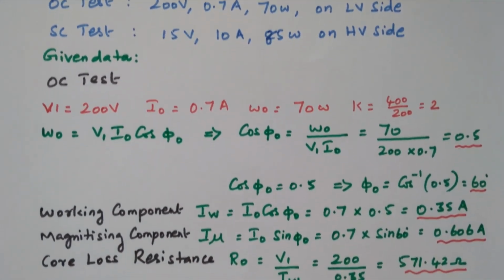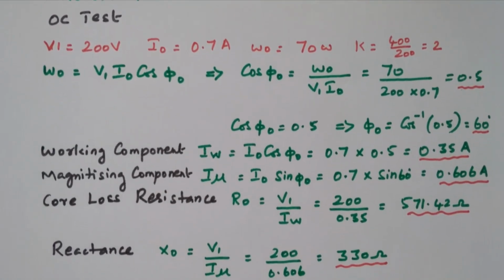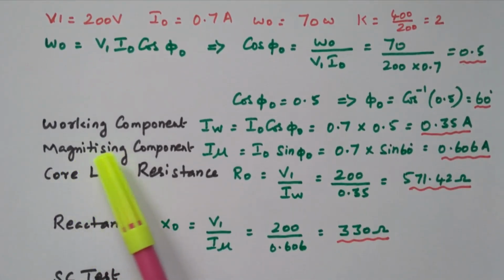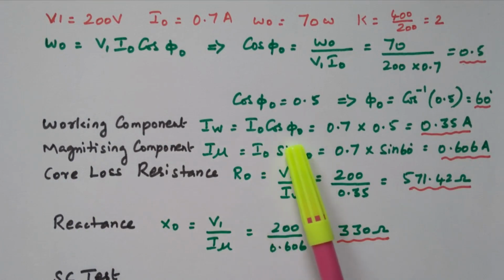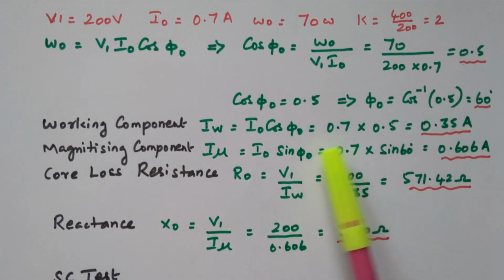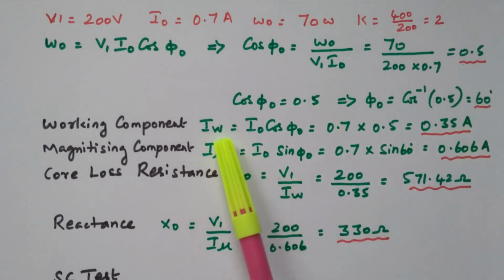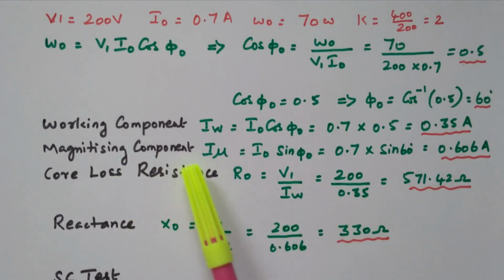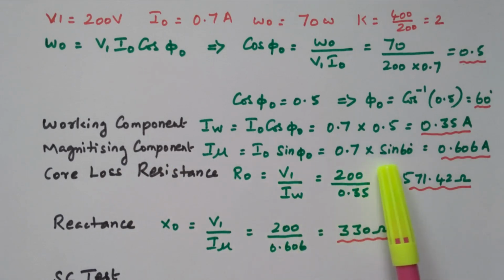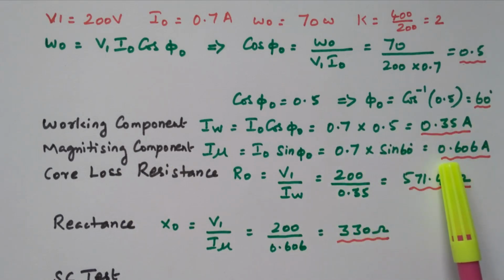Now we can calculate the magnetizing component and working component. The working component IW equal to I0 cos phi naught. So the I0 is 0.7, cos phi naught is 0.5, so that is equal to 0.35 ampere. So the IW is calculated. Then the magnetizing component I mu equal to I0 into sin phi naught, that is 0.7 into sin 60. The phi naught value is 60 degree. By simplifying we got 0.606 ampere. So now we calculated IW value and I mu value, working component and magnetizing component.